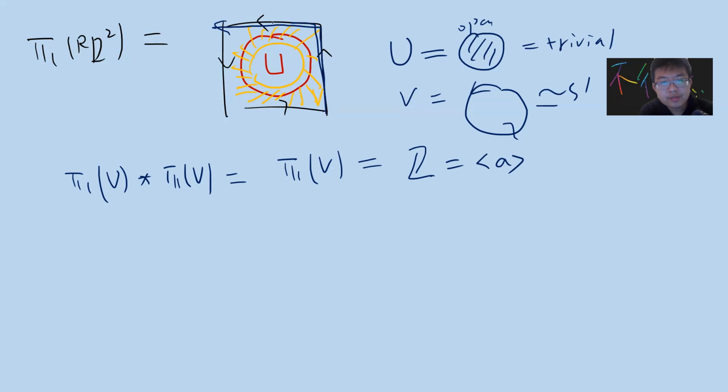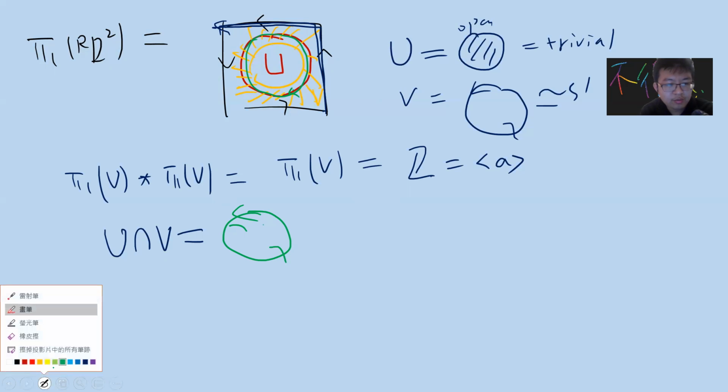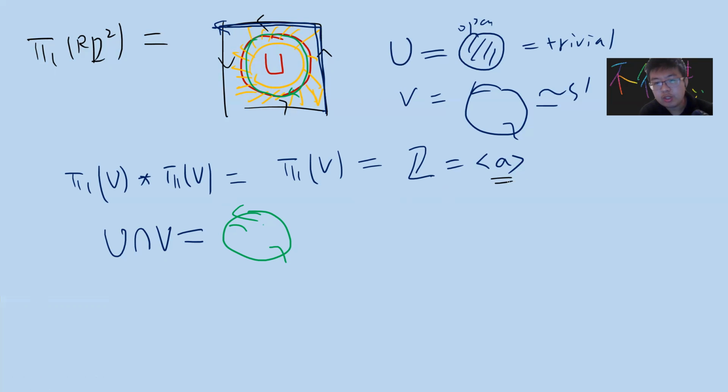But what is U intersection with V? U intersection with V will be another circle, which is here. Now we can do a simple observation to compute the fundamental group. We get Z quotient by something, generated by A. So we need to see what this loop is.